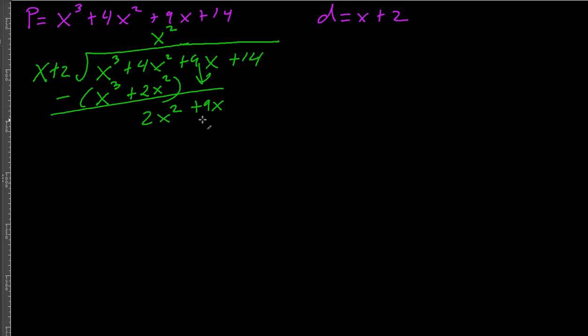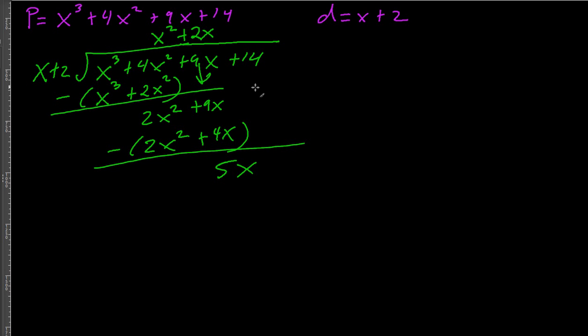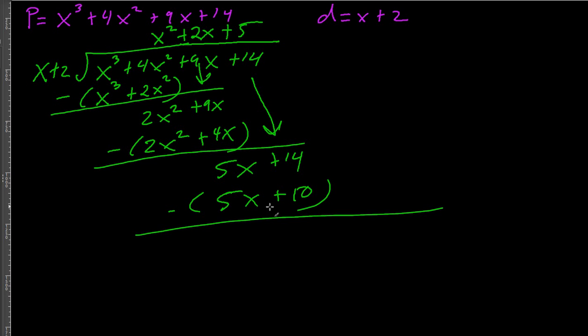I'll bring down the 9x. What do I multiply x by to get 2x squared? 2x. So I get 2x squared plus 4x. A lot of potential to mess up with 9s and 4s in my problem set. But anyway, that goes to 0, and then 9 minus 4 is 5x. Bring down the 14. What do I multiply x by to get 5x? I think 5 ought to do. So 5 times that would be 5x plus 10. Subtract, that goes to 0 by design, and that would be 4. And this is the remainder, okay?